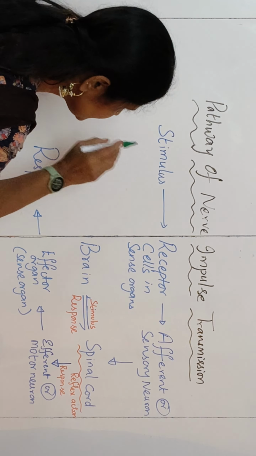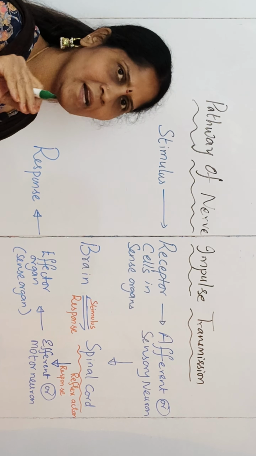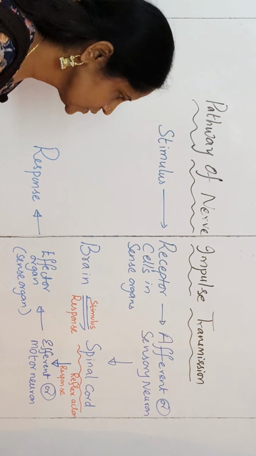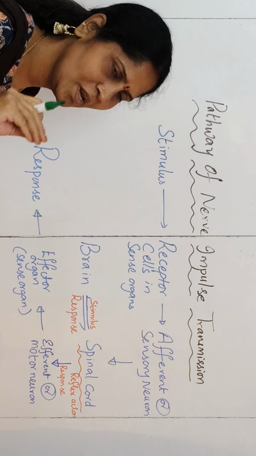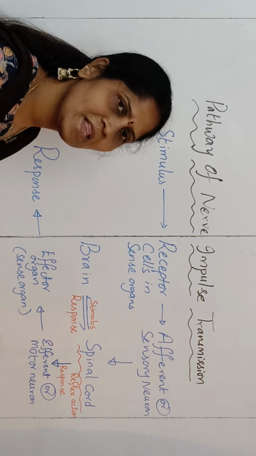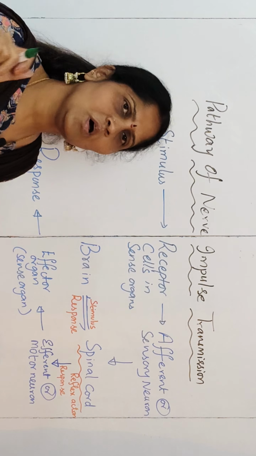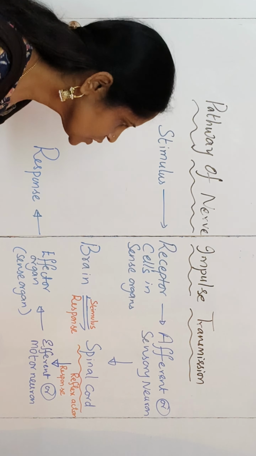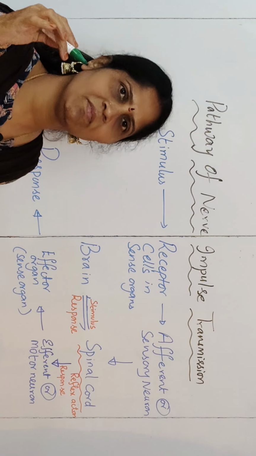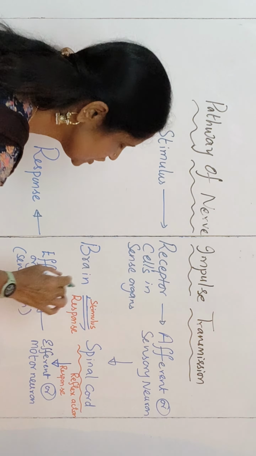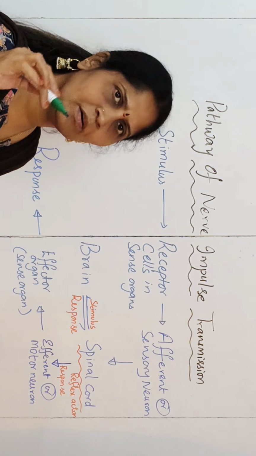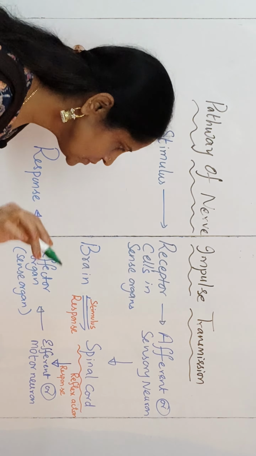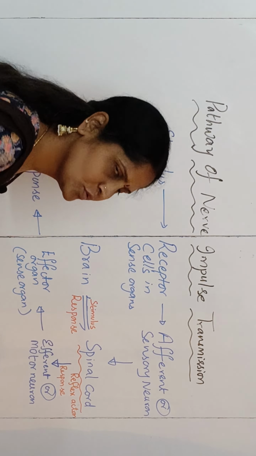So when there is a stimulus, suppose my hand is touching something which is hot. The heat is the stimulus there, and it will first be received by the receptor cells in my hand. All the sense organs, we know, are loaded with different types of receptor cells. So first the receptor cells receive the stimulus. From there the stimulus is passed to a neuron called the afferent or sensory neuron. From the sensory neuron the information is passed to the spinal cord.